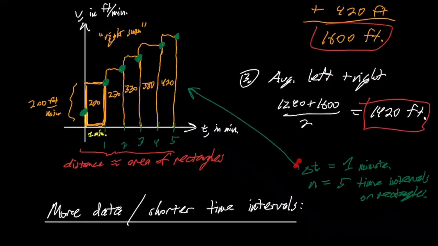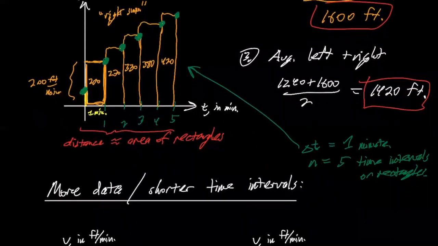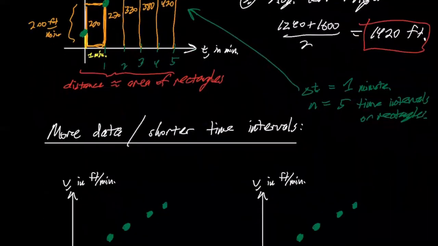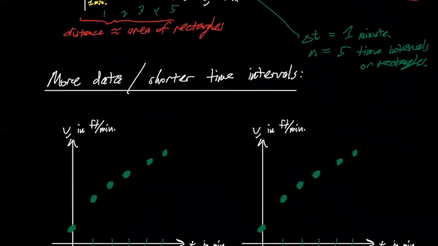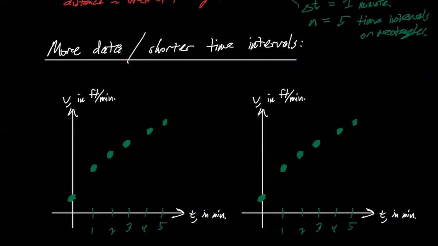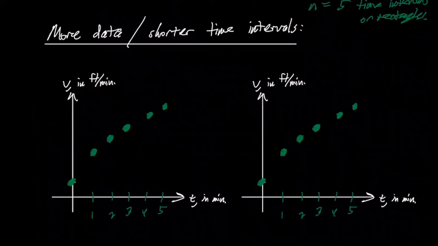So these are standard. Delta t is standard for the time interval. If the horizontal axis was x instead of t, we'd say delta x. And n is standard for counting the number of time intervals and the number of rectangles. So we could ask, what if we took more data? What if we took readings more quickly than every minute, like every 30 seconds? Here, delta t would be 30 seconds, which is 1/2 of a minute.